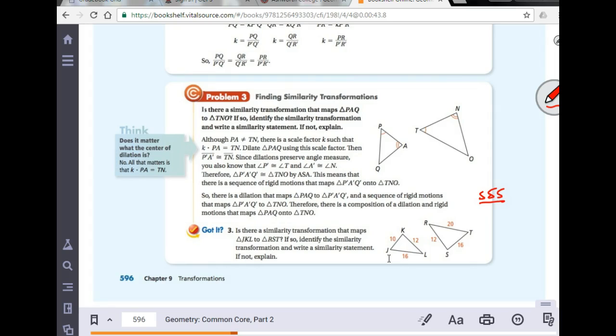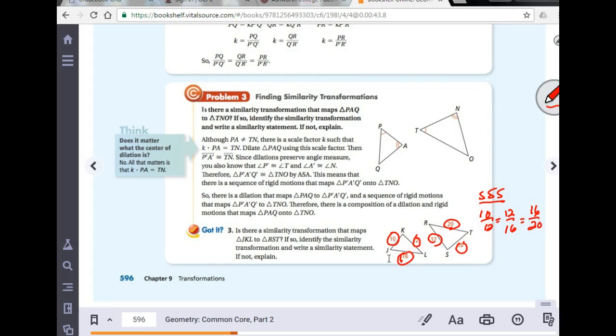So again, if I compared the small side to the small side of this one, then that would be 10 is to 12. And if I compared the medium side of this one to the medium side of this one, then 12 would compare to 16. And the long side of this one would compare to the long side of this one, which is 16 over 20.